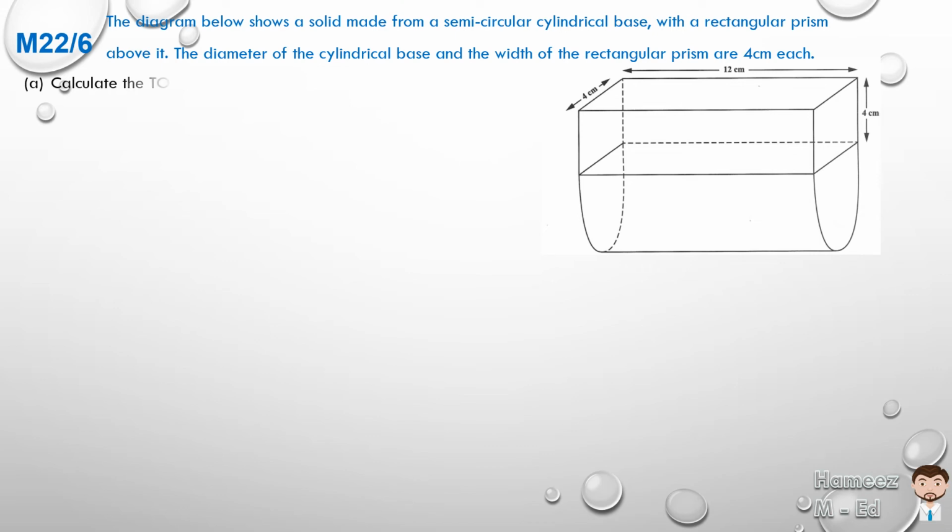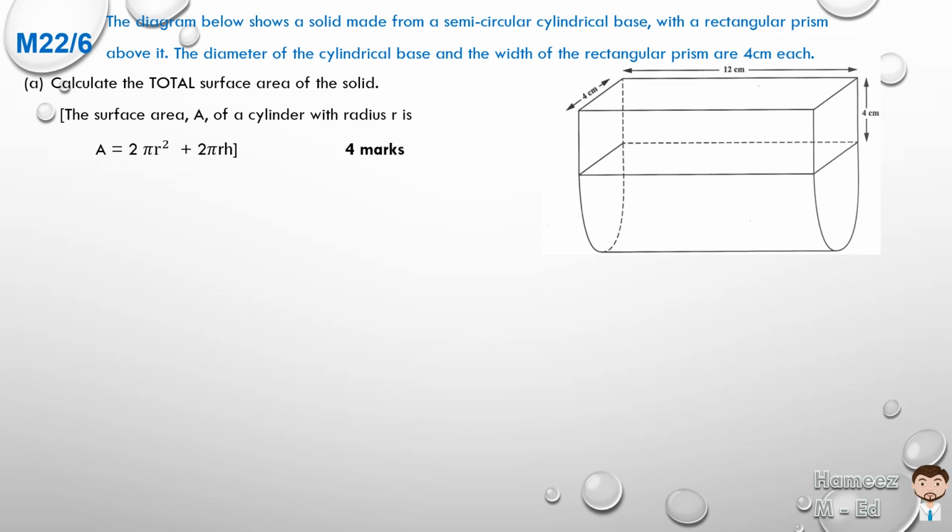Part A. Calculate the total surface area of the solid. So the surface area of a cylinder with a radius r is given as A is equal to 2 pi r squared plus 2 pi r h. So first of all, let's work out the area of that semicircular cylinder. And that will be half of the area of the cylinder. So it will be a half times 2 pi r squared plus 2 pi r h.